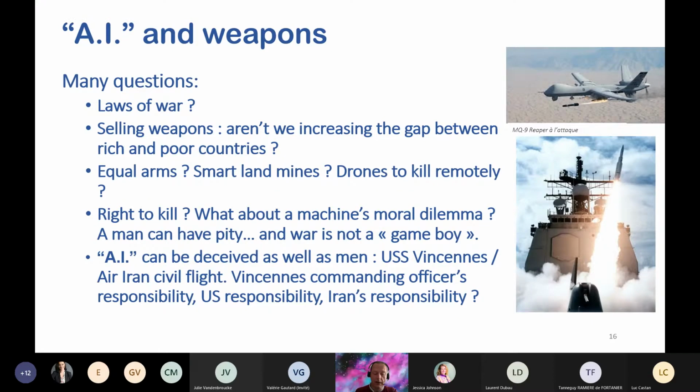On the other hand, AI can be deceived as well as men. That happened to USS Vincennes destroyer, which by mistake destroyed an Iran Air civil flight. And Vincennes' commanding officer did not have time to abort the weapon launch in a very tense situation. So here we are facing very uncomfortable situations due to a lack of human control.